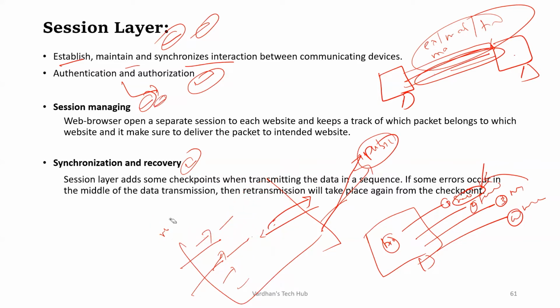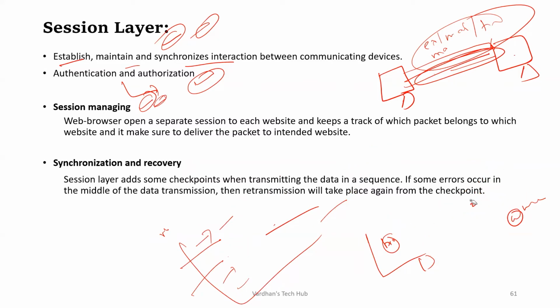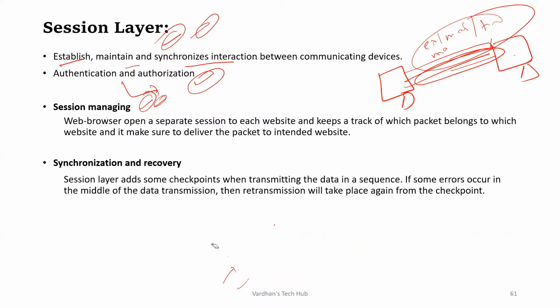Now it also adds synchronization recovery, which is another function provided by the session layer. Let's see what that is. The session layer adds some checkpoints when transmitting the data in a sequence. The data will be sent in sequence, so it adds checkpoints. Whenever an error occurs while transferring the data, it retransfers the data from the checkpoints. This process is called synchronization and recovery. If any error occurs in the middle of the data transmission, then it retransmits.